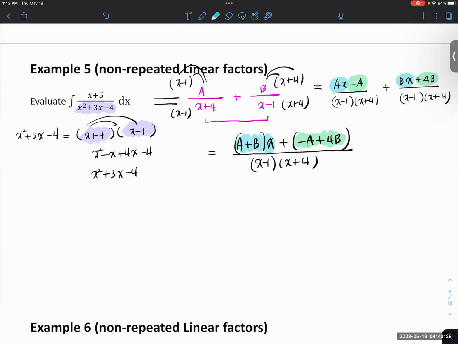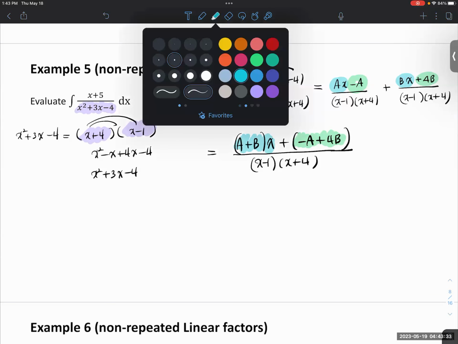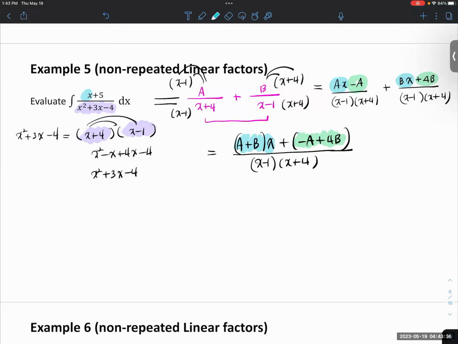So why should I have to do that? Because I'm trying to find out what A and B are. So what happened when you look at that? This is the x family. This is the number family, correct? So what does that mean? A plus B should be equal to 1, and negative A plus 4B should be equal to 5. Right? So you're going to get a system of two equations to solve for A and B. A plus B equals 1, negative A plus 4B equals 5. So we're going to solve for A and B.